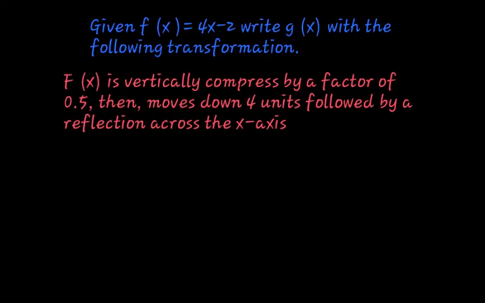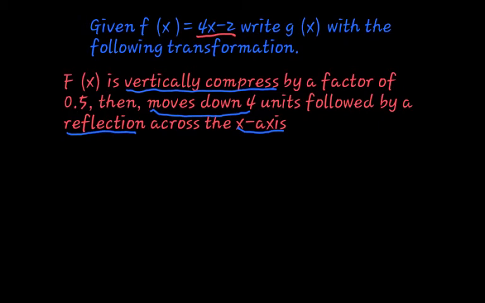So I do have a function here. The function given is f of x equals 4x minus 2. And we want to write g of x with the following transformation. So f of x is vertically compressed by a factor of 1/2 or 0.5. Then it moves down 4 units, and is followed by a reflection across the x-axis.